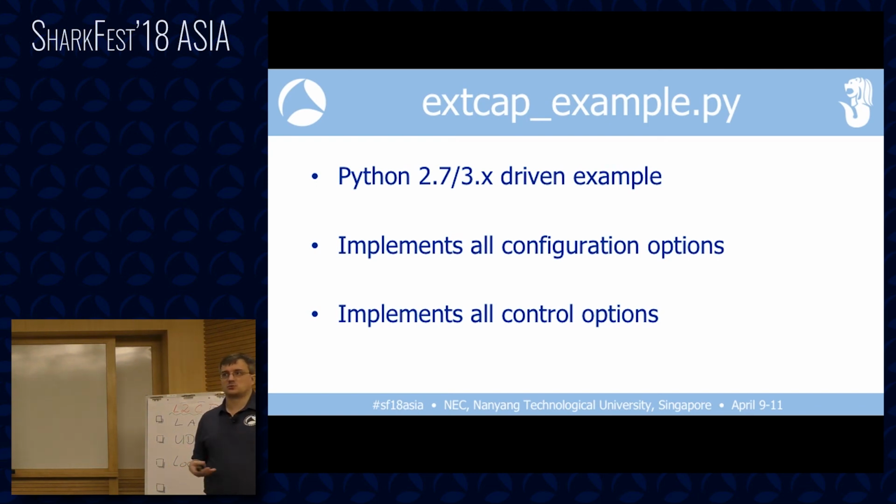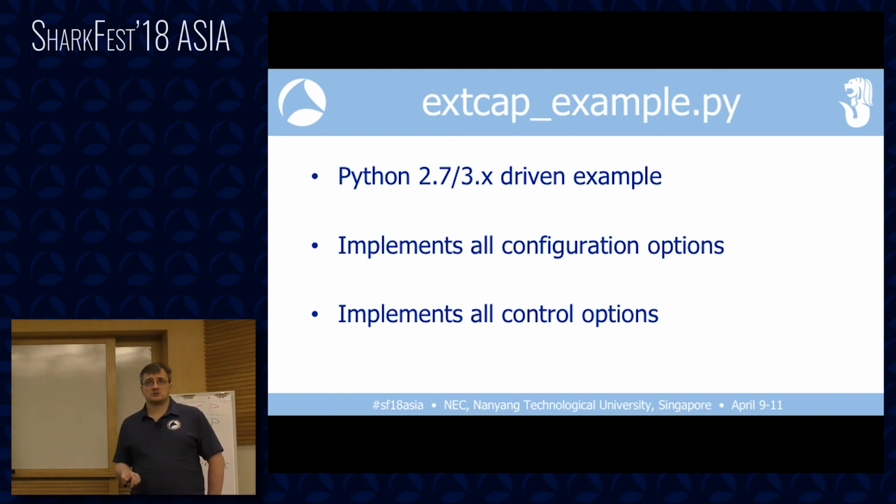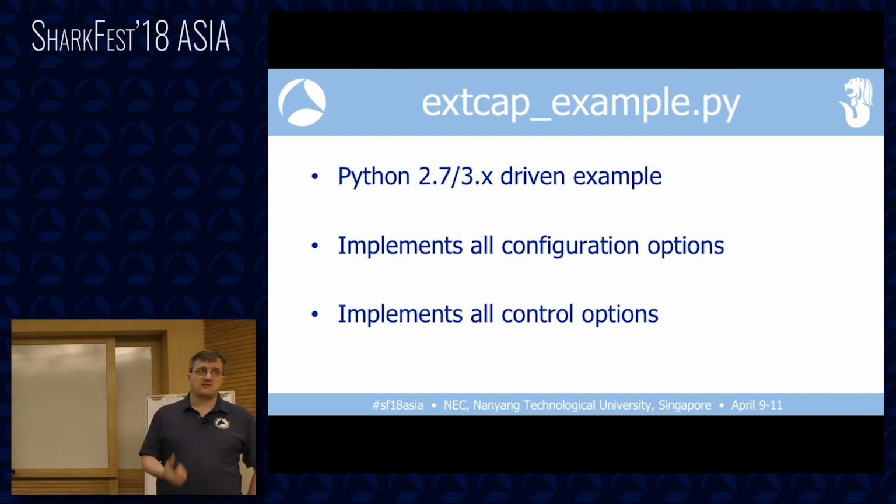There is no recommendation which one to use. You can either use 2.7 or 3.x. I personally would recommend 3.something because 2.7 is going bye-bye next year. So if you want your utility to endure, then use 3. It implements all Wireshark options. So you have an example for every configuration option. You have an example for the control options. And what it does, it creates a pcap file on the fly with a fake IP header, fake TCP header, and just dumps data into it.